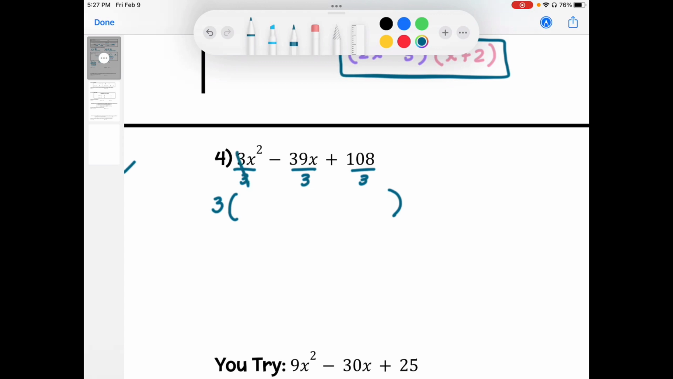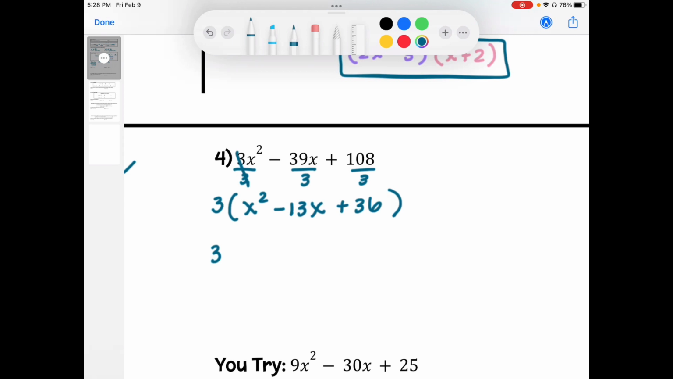So if we do 3 divided by 3, we're just going to be left with x squared. 39 divided by 3 is -13x. And 108 divided by 3 is 36. All right, so we're not completely factored yet. I'm going to go ahead and just write my GCF so I don't forget it.